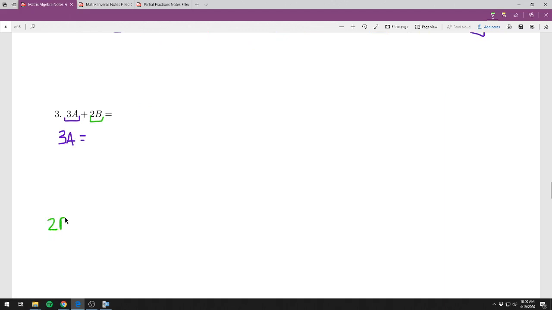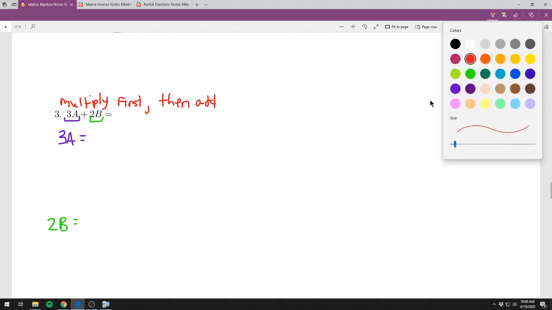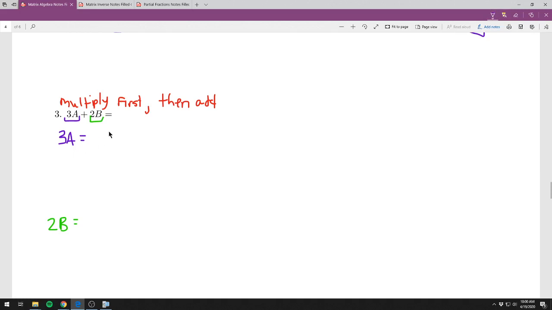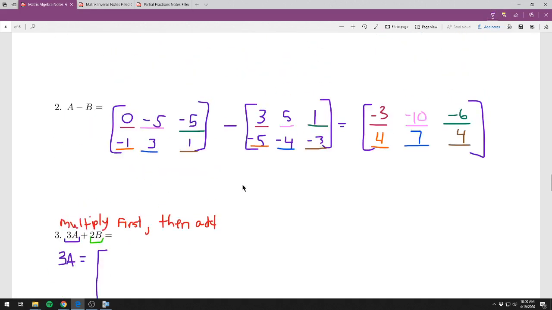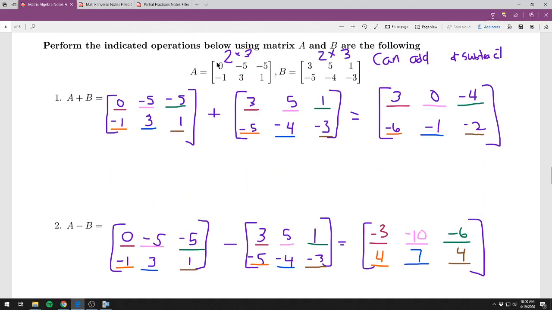So I'll do those on the side here, and then add them together. So we multiply first by the numbers, order of operations. Then we will add the results. And this is just the way I like to organize my work, because multiplying a matrix by a number is so quick. I'll scroll back up to remind you of matrix A, and we're multiplying everything in matrix A by 3.